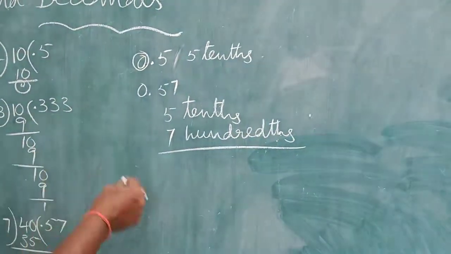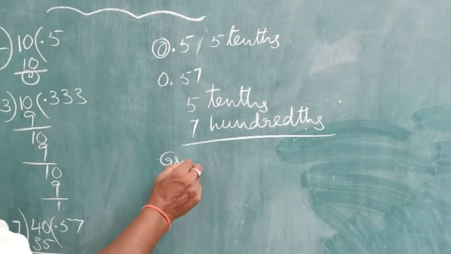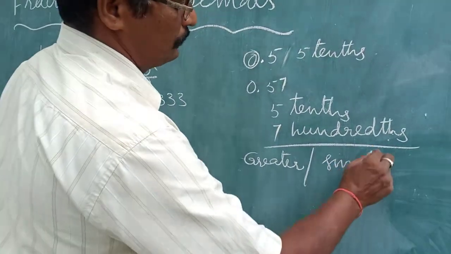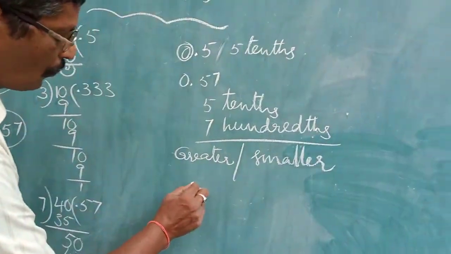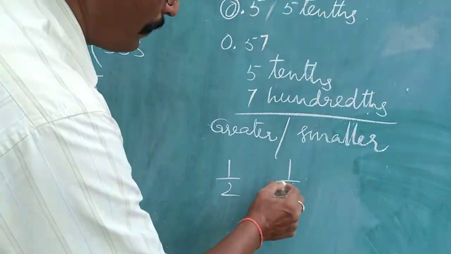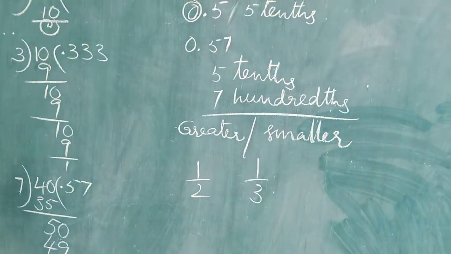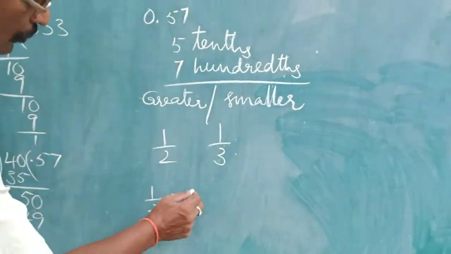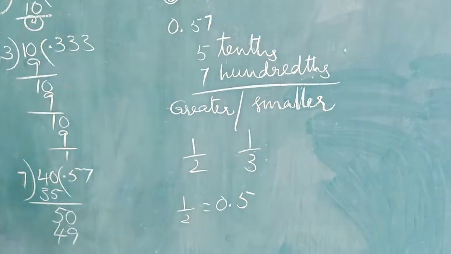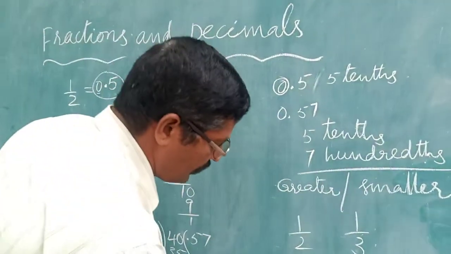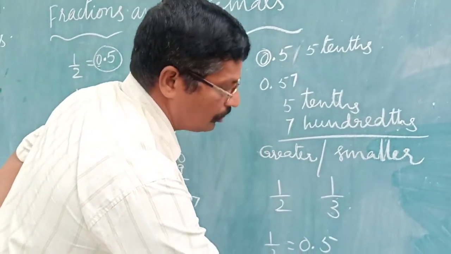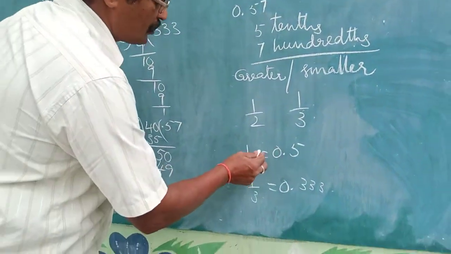Here next, which is greater and which is smaller? Okay, 1/2, 1/3. Which is greater? 1/2 is equal to 0.5. Okay. 1/3 is equal to 0.333 and so on.